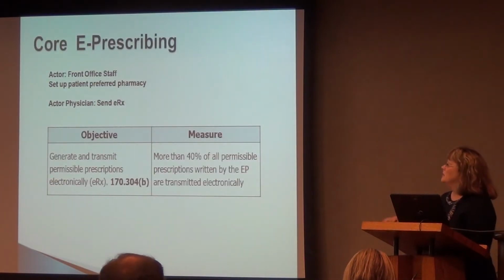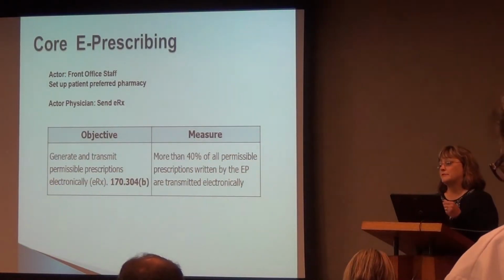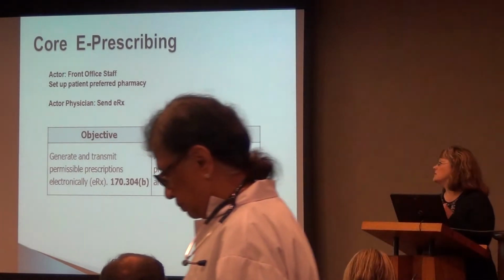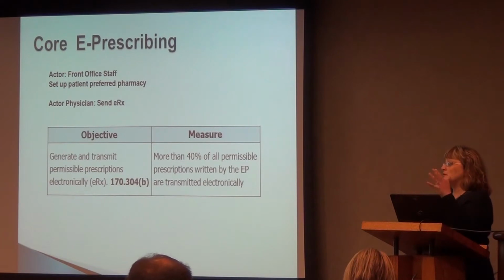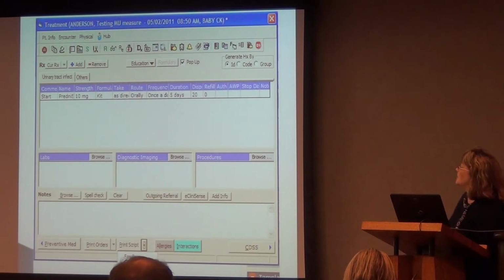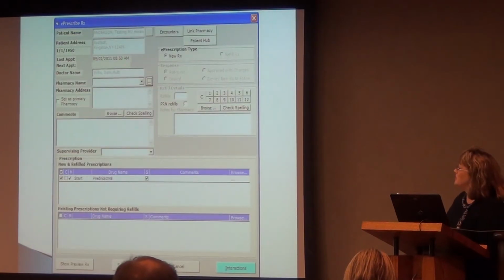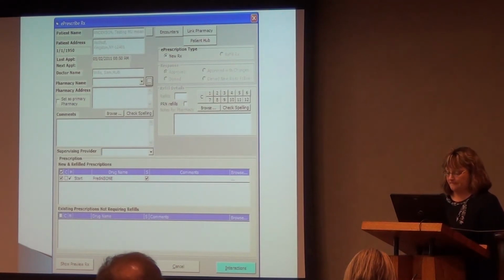Electronic prescribing. In electronic prescribing, the way we set it up is the front office staff is responsible for collecting the preferred pharmacy for the patient. You want to do that at check-in. They usually ask, where would you like your medications to go to? Both mail order and retail, and then more than 40% of all the permissible prescriptions written by the EP are transmitted electronically. So in the application for the physicians, they would click E-Prescribe. The electronic prescribing screen would come up. They would confirm that they want this medication, and they would send it electronically.